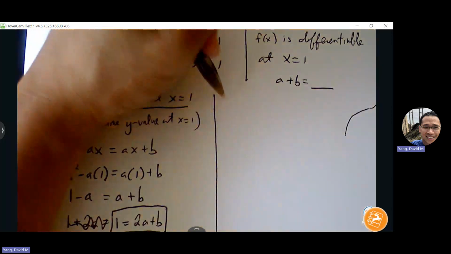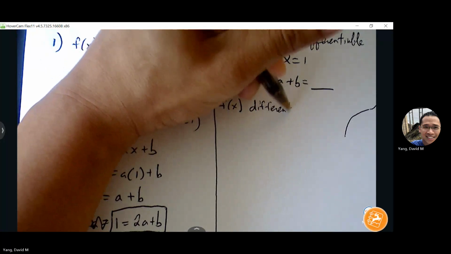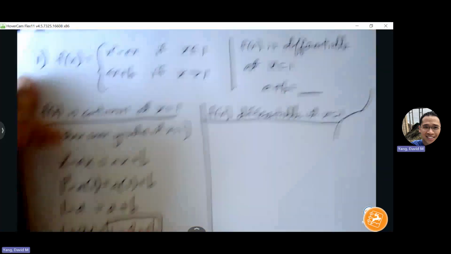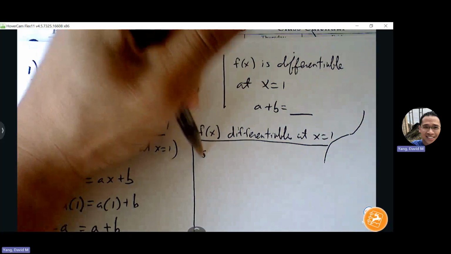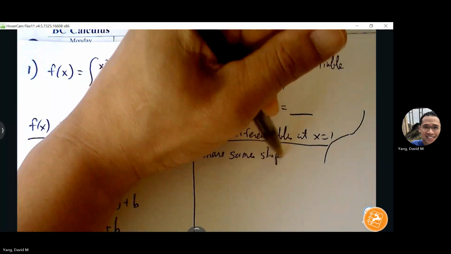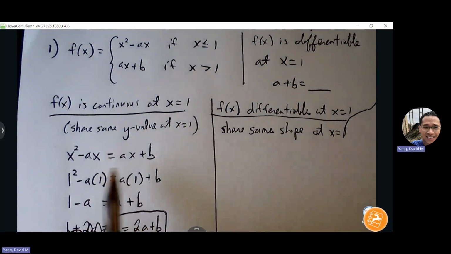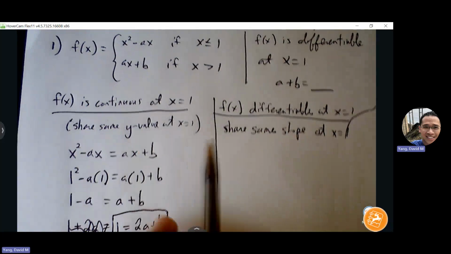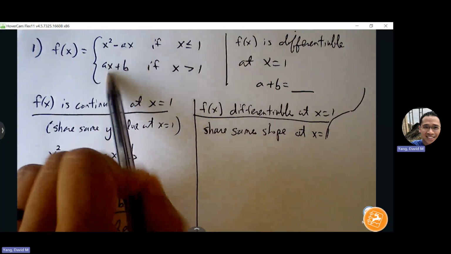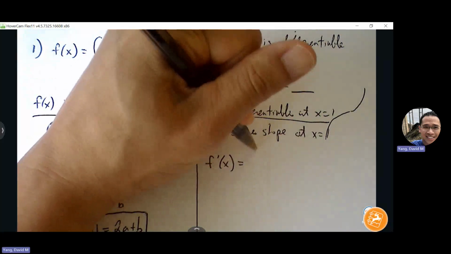The other equation we can create is that our function is not only continuous, it's also differentiable. That's what they're telling us. At x equals 1, these two graphs must share the same slope. So now we can not only set the functions equal to each other, we can set their derivatives equal to each other, because we want these derivatives to share the same slope. So let's create an f prime piecewise function.